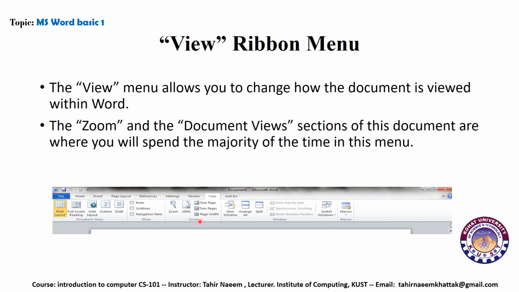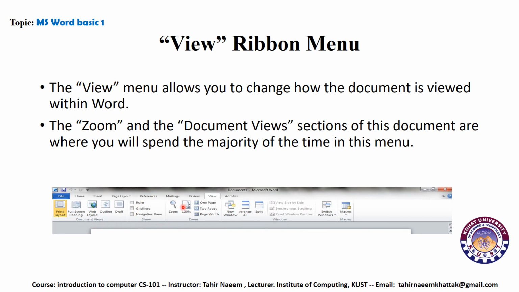So in this, zoom is mostly for when we want to zoom in or zoom out, enlarge the document or shrink the document. And the document views are how it should be available. So most of the time is spent here. Document views is the group in which we decide how the document should be visible to us.